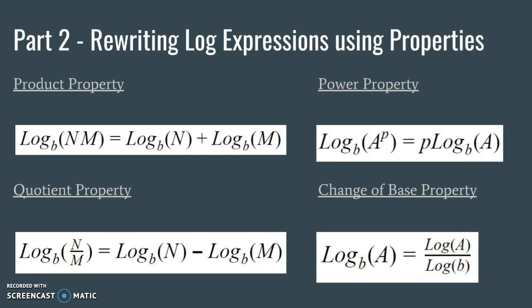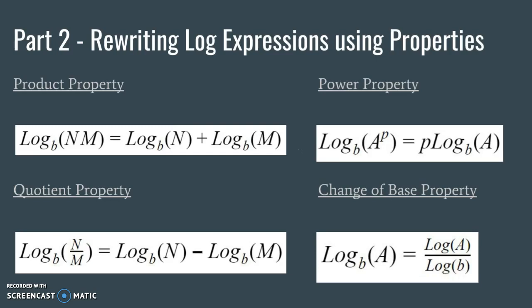So in this other part, we're going to be rewriting log expressions using properties. There are 4 main properties: the product property, the quotient property, the power property, and the change of base property. Now feel free to pause this video and jot these down. We're going to use them on the next slide to show how these properties work.